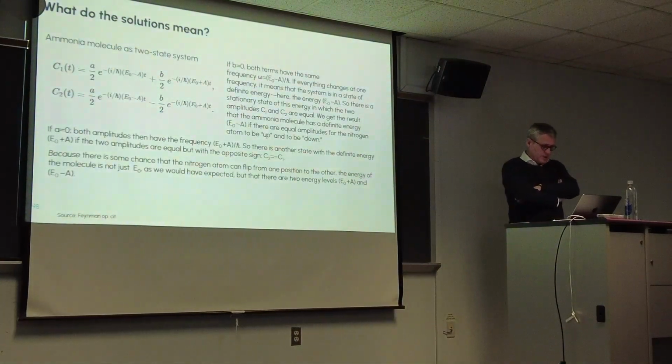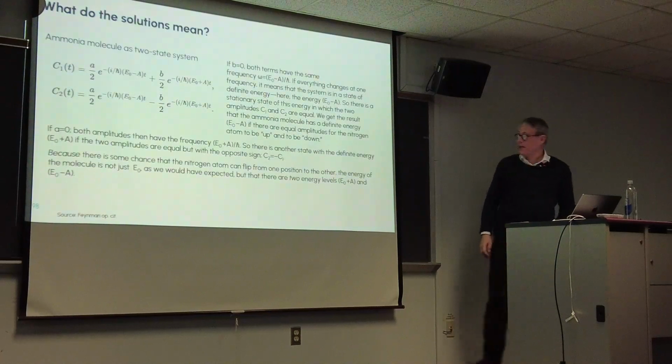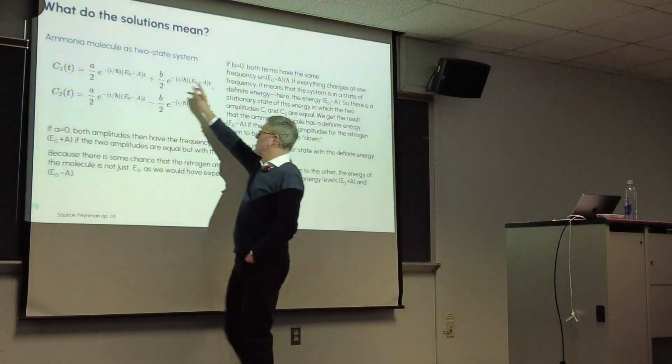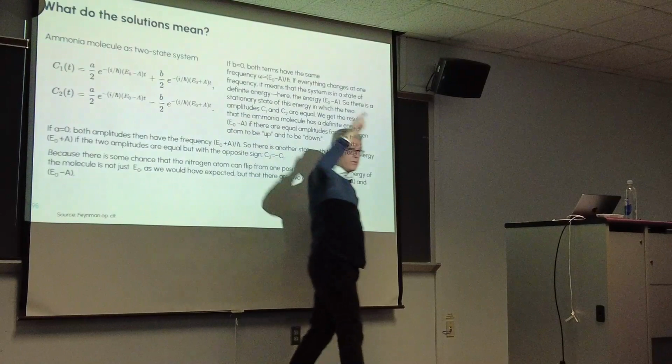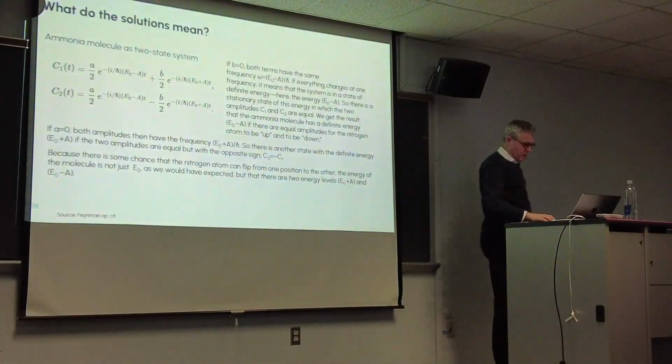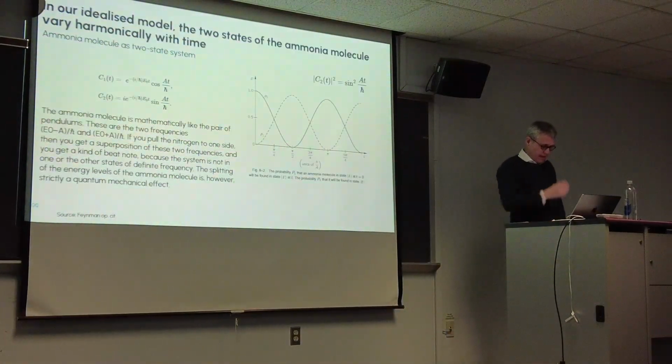And because there's some chance that the nitrogen atom can flip from one position to the other, the energy of the molecule is not E0, as we would expect, but it's either E0 plus A, which is this one, or E0 minus A, when it flips. So now there are two energy levels. And in this highly idealized model, the two states of the ammonia molecule vary harmonically with time.